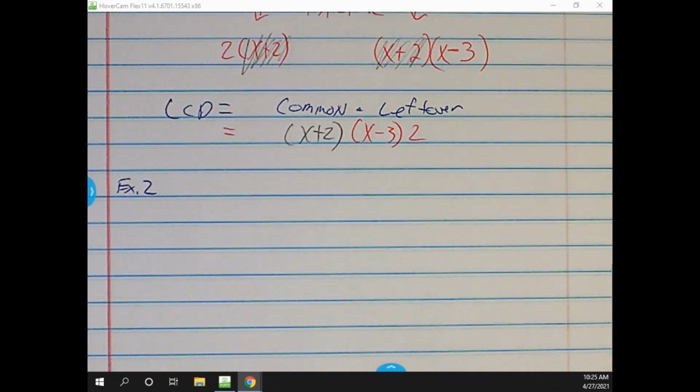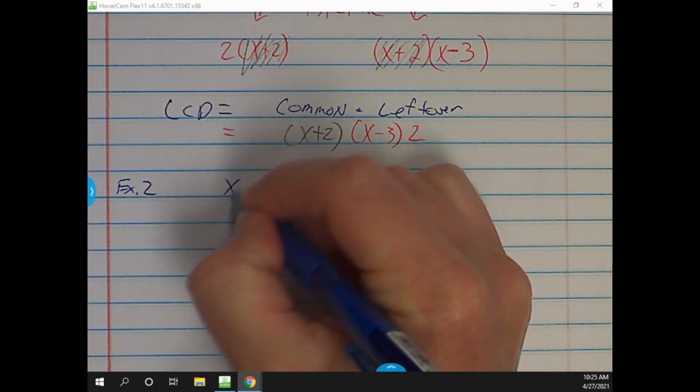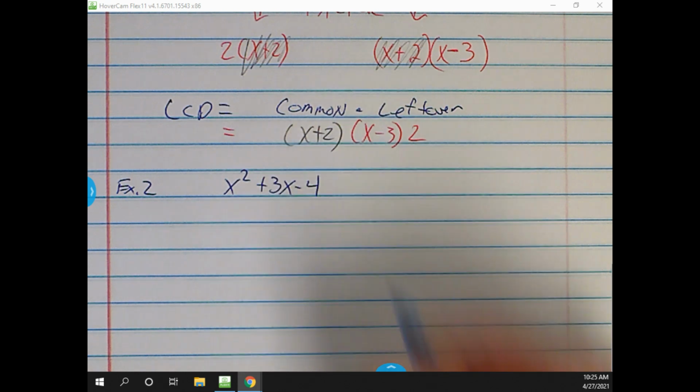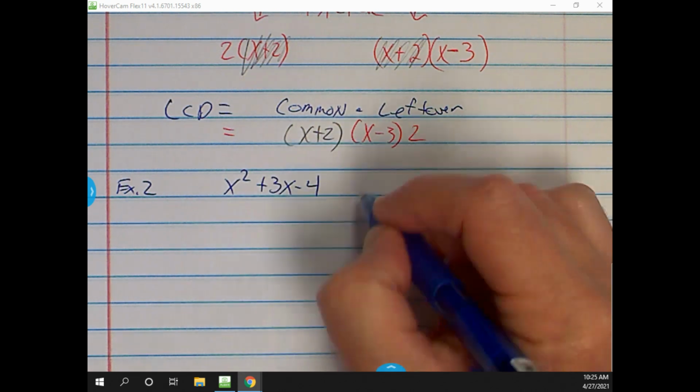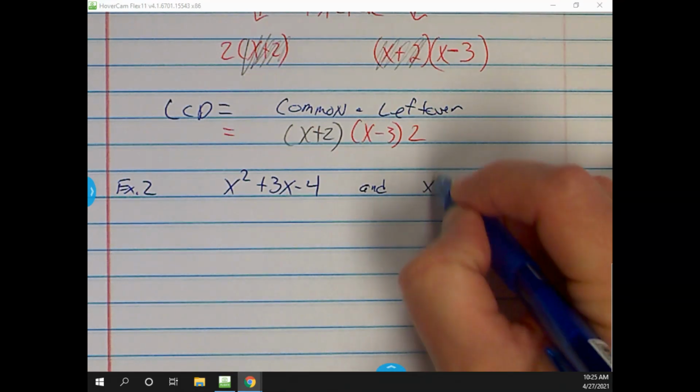All right, let's do one more of these. And then once we've got this one done, then we'll actually go through and walk through and start adding and subtracting some of these things together. So let's go with x squared plus 3x minus 4 and x squared plus 2x minus 8.